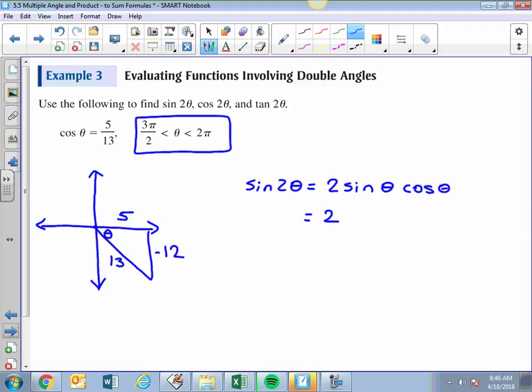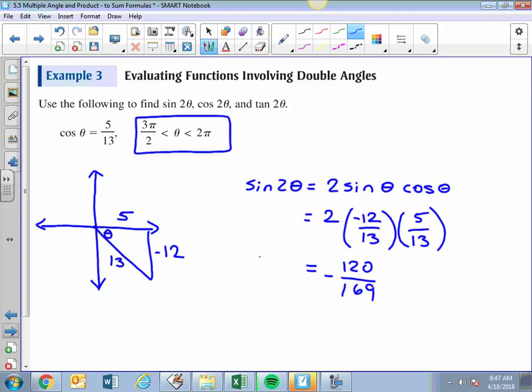So sine theta would be opposite over hypotenuse. Cosine theta, which we already have, would be 5/13. If I go ahead and work this out, I would probably go 5 times 12 first, which gives me 60, times 2 is 120. So I get negative 120, and then 13 squared is 169.